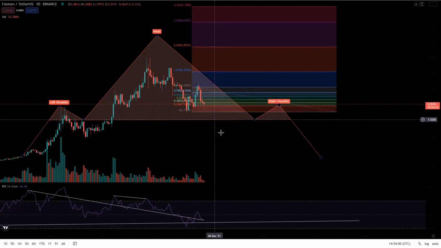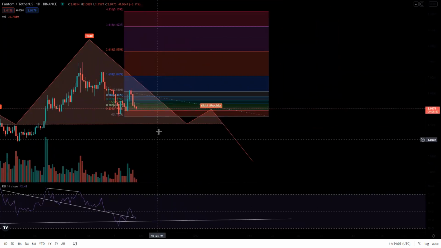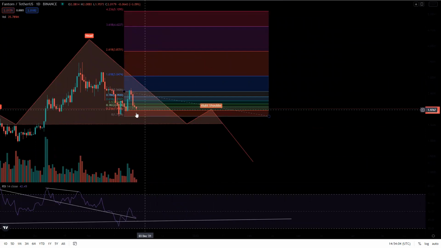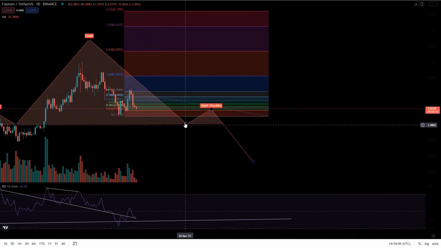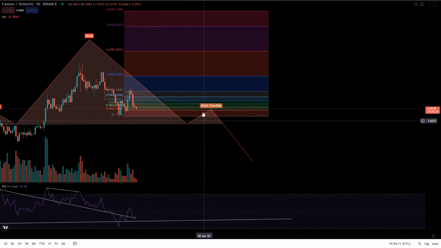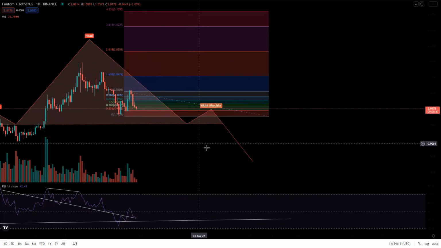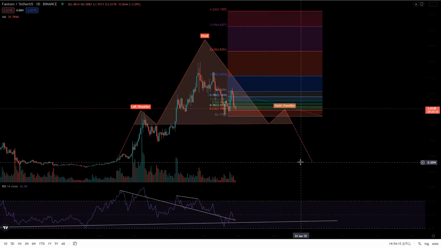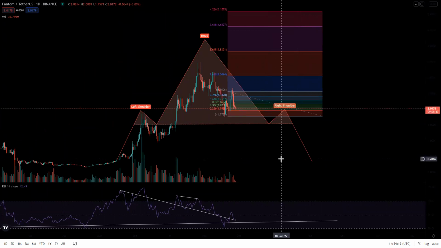If you're bullish and already in it, I'd be cautious if we break this neckline right here at the 1.53 area. If we get below there, there is potential that we could drop all the way back down to 0.3094, right around the 0.3, 0.4 area.